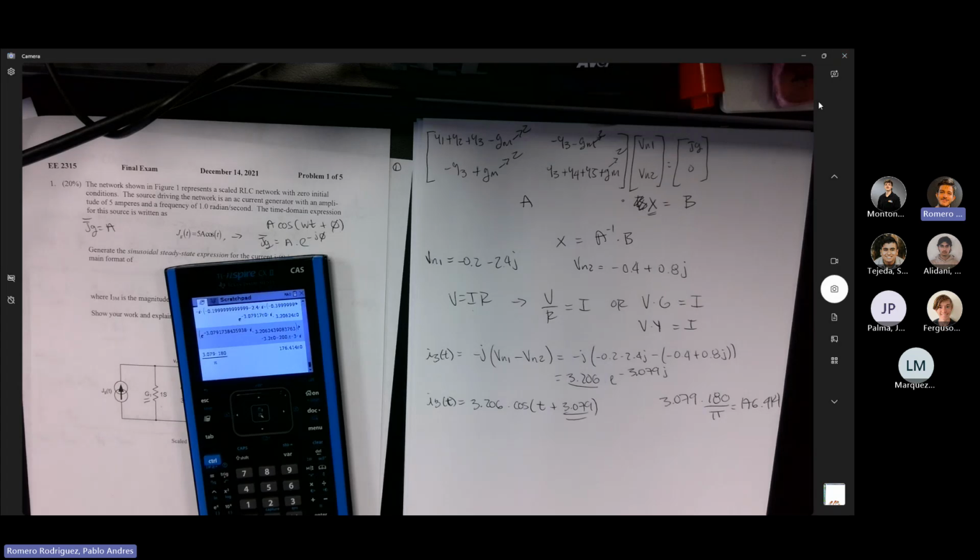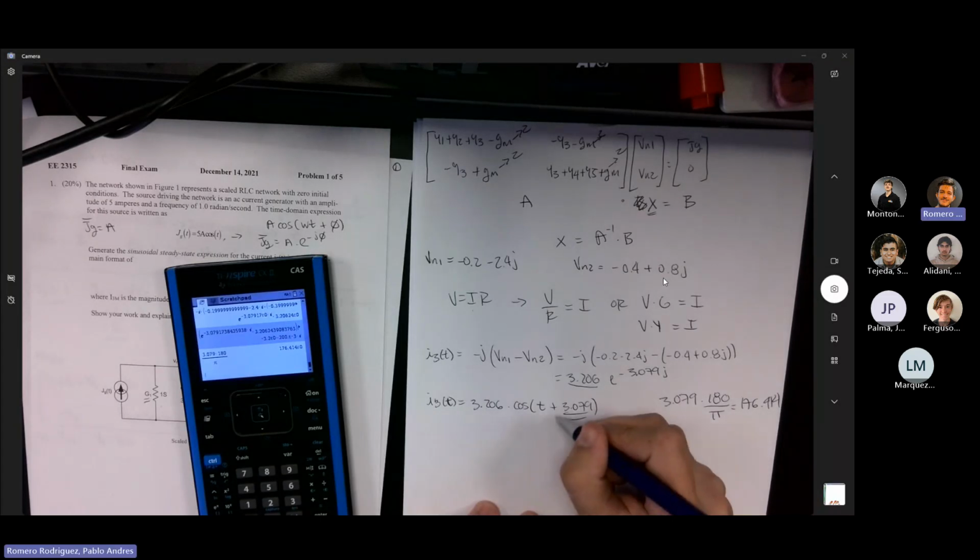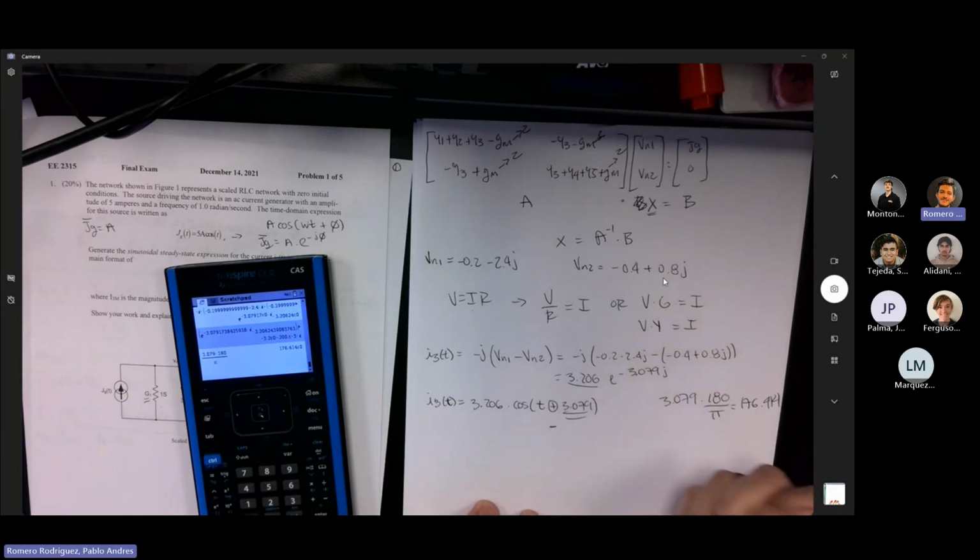Oh, this thing in there. Yep, 3.206. Apparently that angle should be negative. I got a positive. I may have made a mistake, and I think this sign is negative because of this angle.